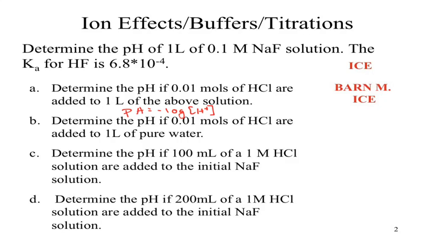Okay? At that point, since we know that, we don't have to do any kind of BARN charts or ICE charts. We know the hydrogen chloride completely converts over to H3O+ or H+, depending on your perspective. So we can then determine the concentration of H+, take the negative log of that, and what do we get for an answer? Oh, I know that one. That one's 2.